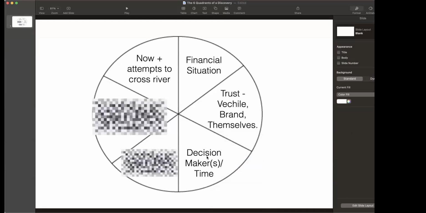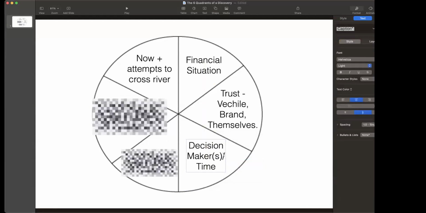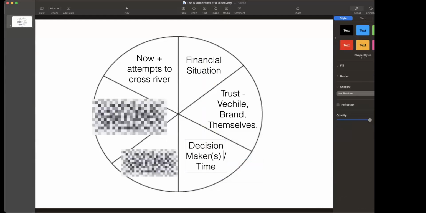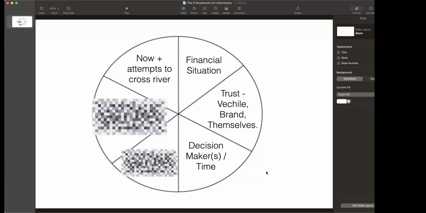Let's roll in number 4, which, as you saw, was originally decision makers, and then I added time. While these two are very different from each other, I stuck them in the same quadrant because neither of them deserve their own quadrant. And I think these are typically going to be very quick. And so they just got thrown into the same one.